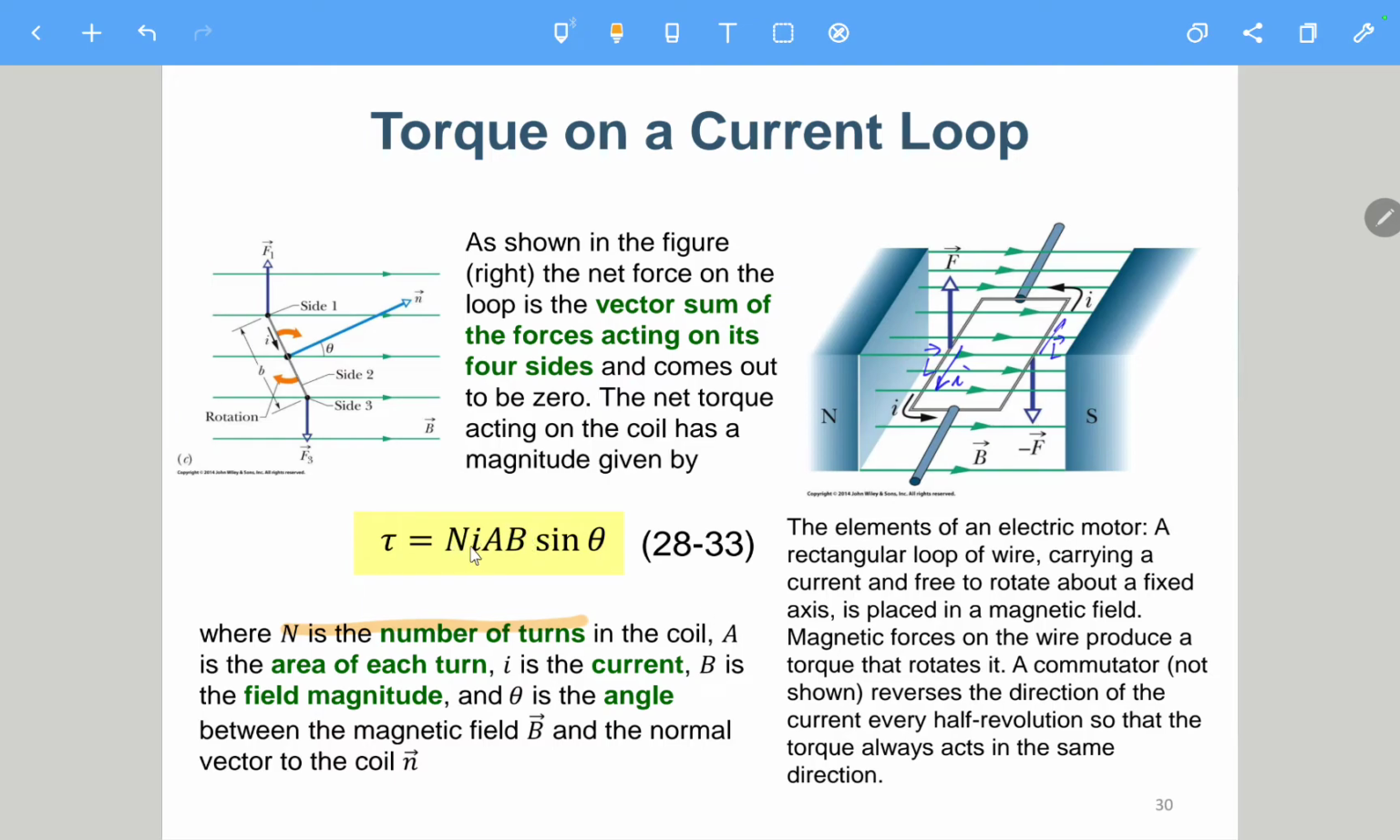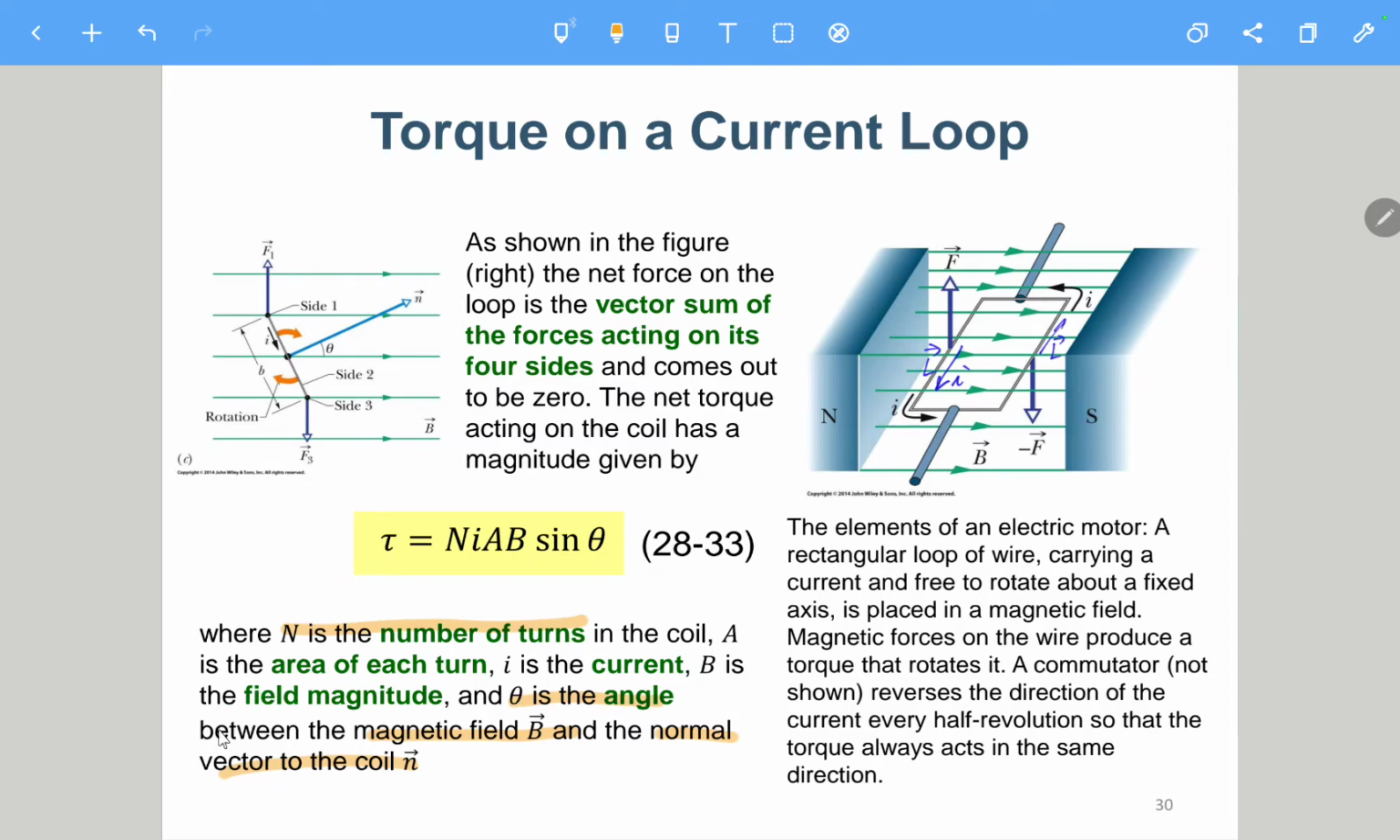Next, I is the current going through this loop, and then A is the area. Here it is a rectangle, so you can easily find the cross-section area of the coil. So we have N I A, and then B is the B field magnitude, and then theta is the angle between the magnetic field and the normal vector of the coil, n.